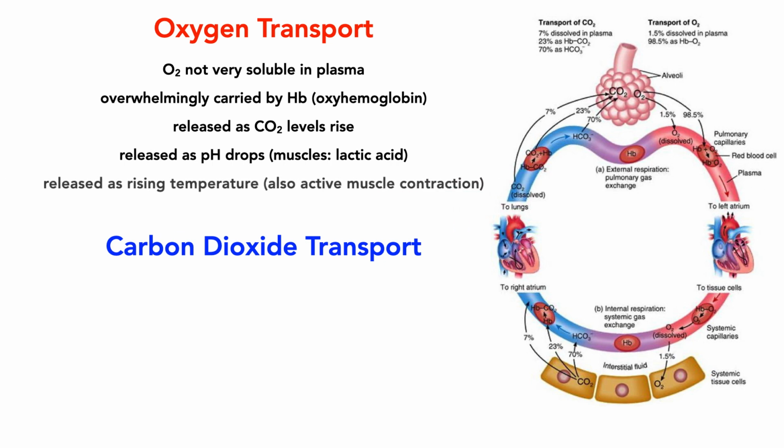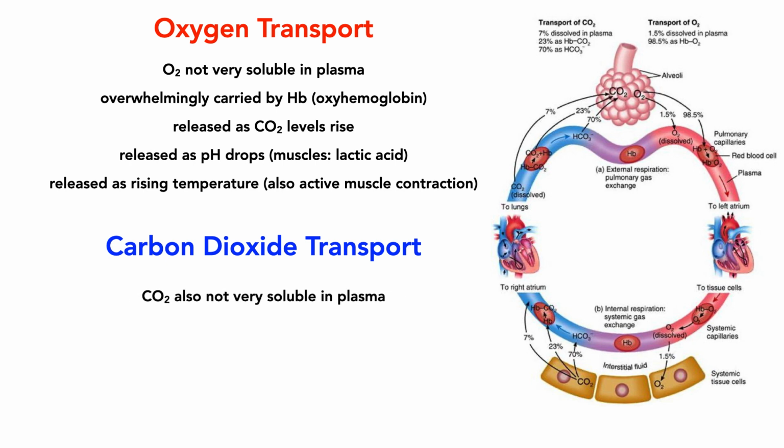And a third factor is temperature rising. Again, a lot of the energy your cells burn doesn't get used. It's lost as heat. So as the temperature rises, that is an indicator to your body that there's a lot of cellular activity taking place, and you want the oxygen to be released to help your tissues perform their jobs.